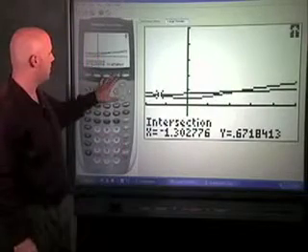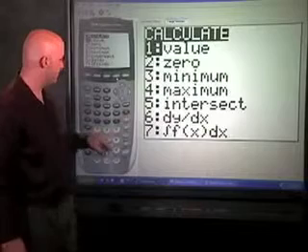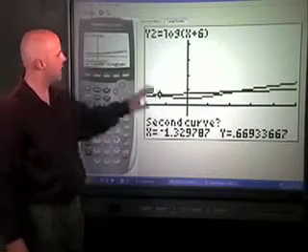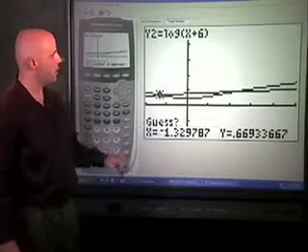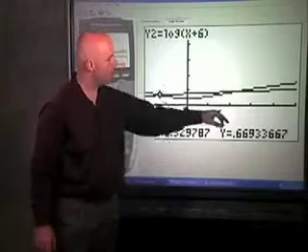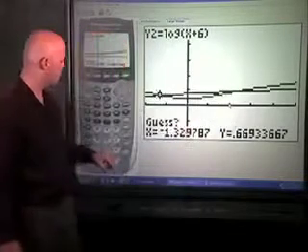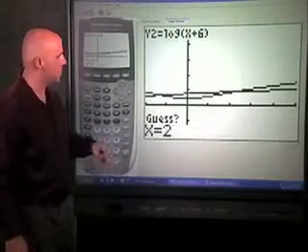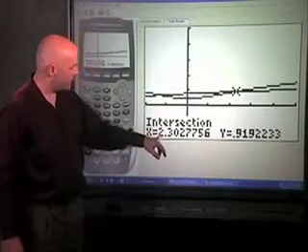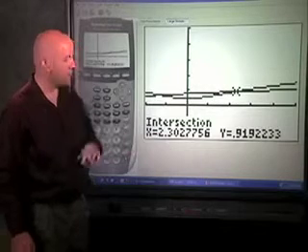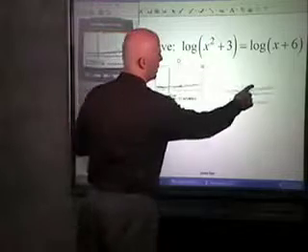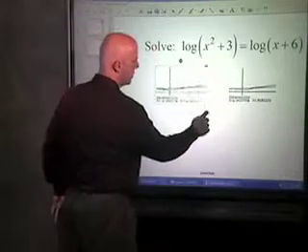Go back to our calc menu. Pick option 5 again. First curve is y1, so we hit enter. Second curve is y2, so we hit enter. And this time we're looking for the intersection point that's over here on the right. It looks to be somewhere around 2, so we'll use 2 as our guess. Hit enter. And this intersection point looks to occur at x roughly 2.30. Drag that one over as well. Make that a little bit bigger.